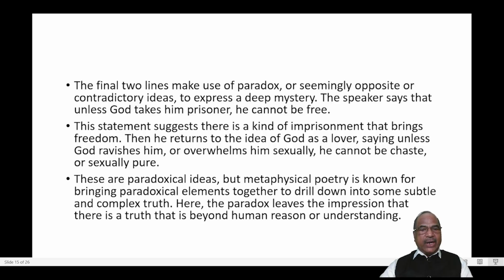These are paradoxical ideas, but metaphysical poetry is known for bringing paradoxical elements together to drill down into some subtle and complex truth. Here, the paradox leaves the impression that there is a truth that is beyond human reasoning or understanding, but it is only available with God.